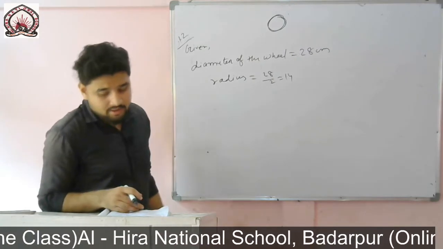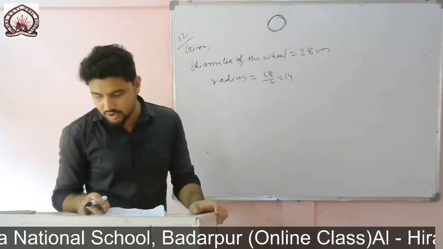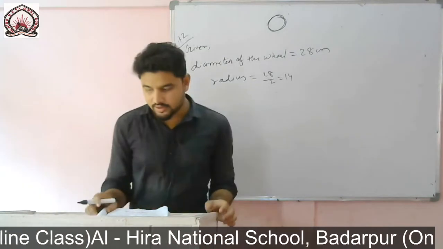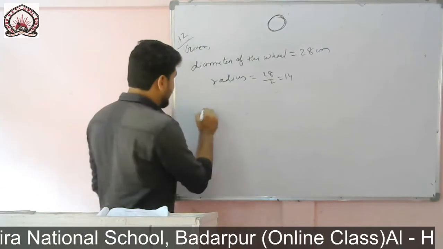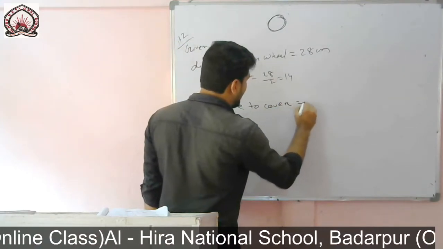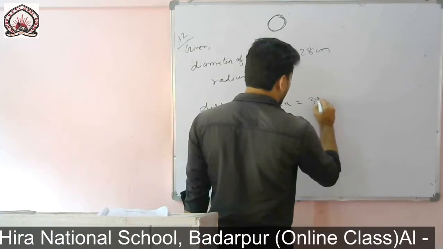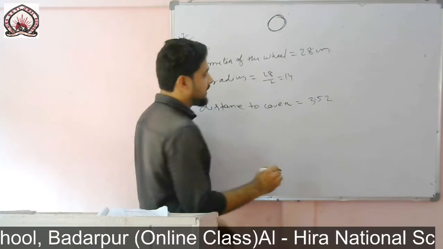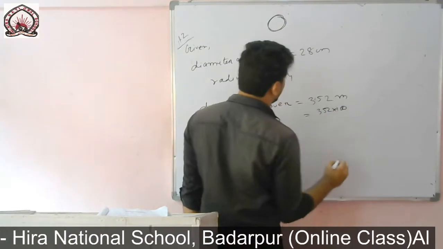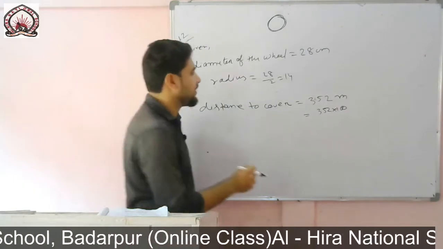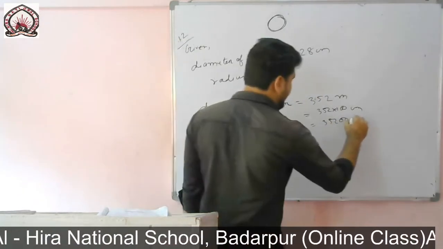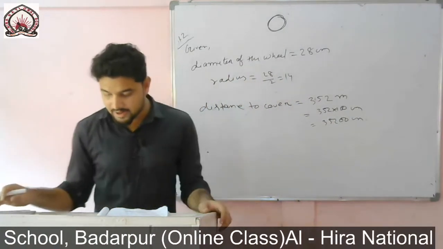Distance to travel will be 352 meter. The distance to cover equals 352 meter, and here it is in meter, so we will convert 352 into centimeter by multiplying by 100. It will be 35200 centimeter.